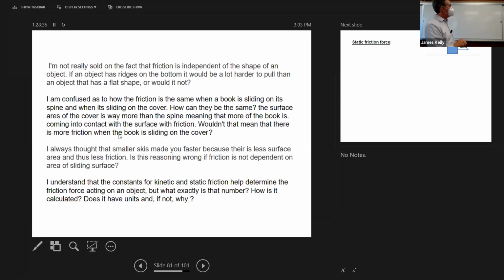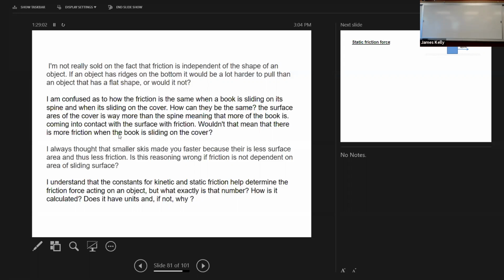Okay, but someone's still asking about it, I think, in the second one here. I'm confused as to how friction is the same when a book is sliding on its spine when it's sliding on its cover. How can they be the same? The surface area of the cover is way more than the spine, meaning that more of the book is coming into contact with the surface. The idea is kind of this. So we'll pretend this is the book, and here's the spine, and here's the cover, like that. And I'm going to add a certain amount of mass to make it substantial.